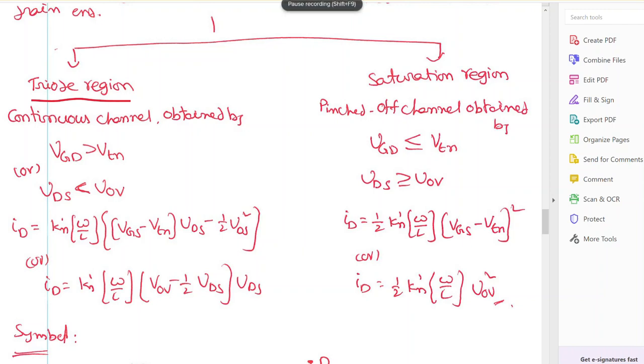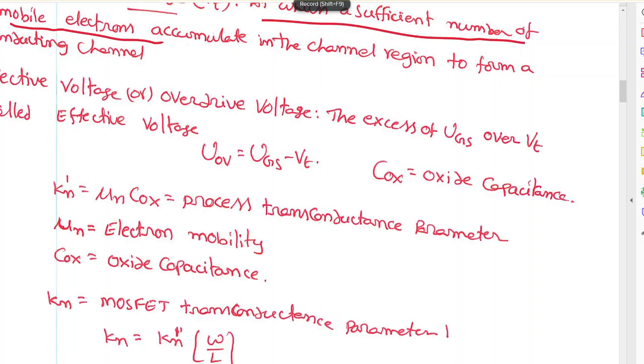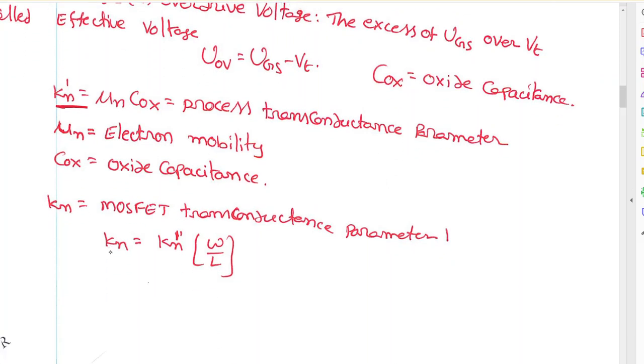What is threshold voltage? It is the voltage at which a sufficient number of mobile electrons accumulate in the channel region to form a conducting channel. So that's the minimum voltage required to create a conducting channel. And we're going to use this terminology. Kn prime is called the process transconductance parameter. That's mu n times COX, where COX is oxide capacitance and mu n is electron mobility. Sometimes that's represented with Kn, the MOSFET transconductance parameter, which is Kn prime times W over L, where W is the width and L is the length.